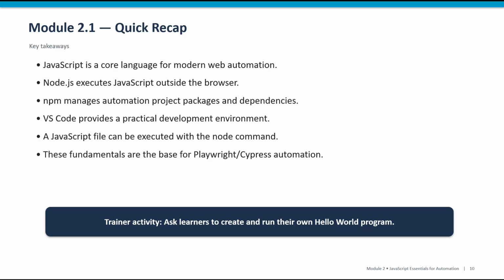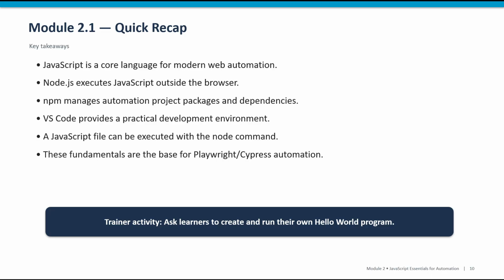And Node.js executes JavaScript outside the browser. Okay, and npm manages automation packages and dependencies. And VS Code provides a practical development environment, meaning it's an editor. VS Code means editor. Okay, and a JavaScript file can be executed with the node command. Okay, but your Playwright file will be executed with the npm command. Both are different. In an upcoming tutorial we can discuss this one. Okay, and these fundamentals are the base for Playwright and Cypress automation.